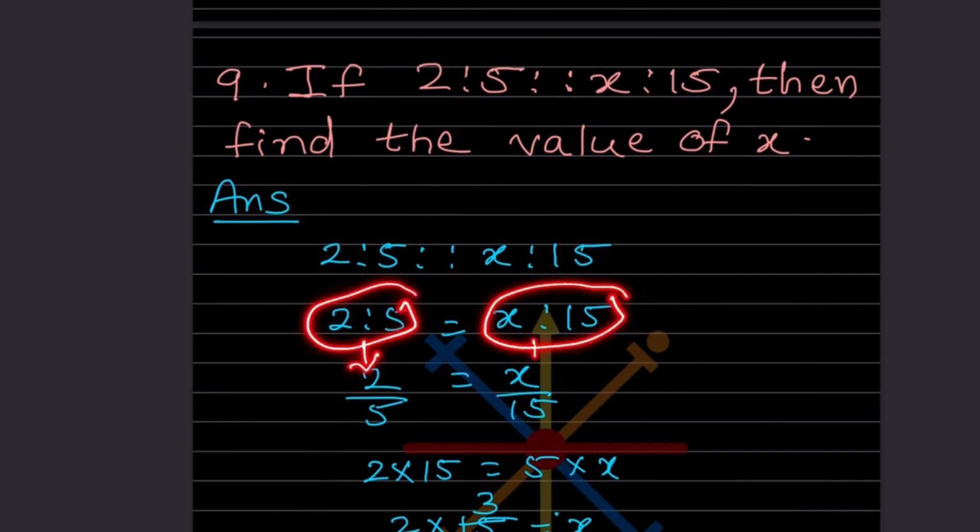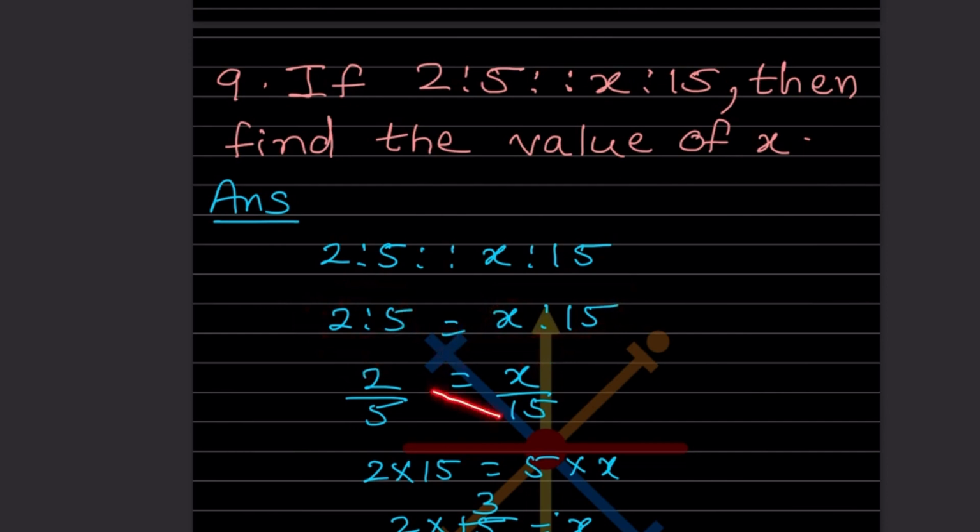I'm going to divide it, x by 15, and this is equal to as it is. Now what will I do? I will cross multiply here. So 2 into 15, this at this cross what goes? See, this will go there, right? So 2 into 15 is 5 into x. This is what I wrote.